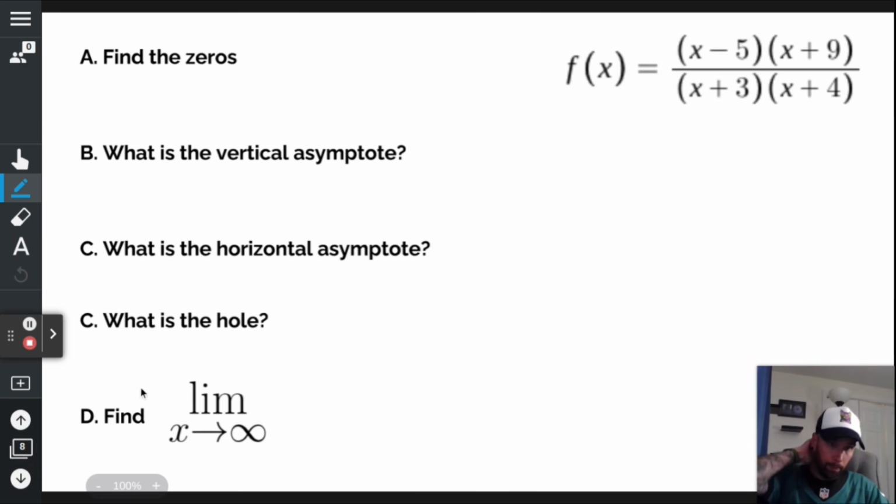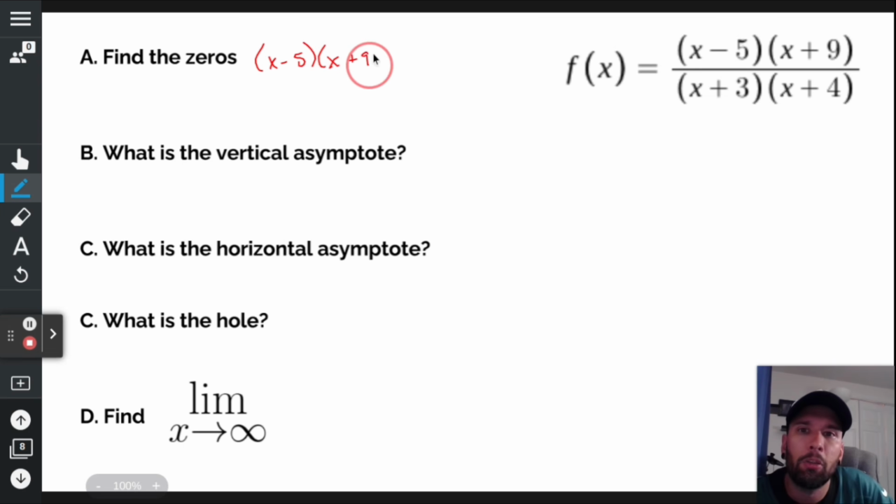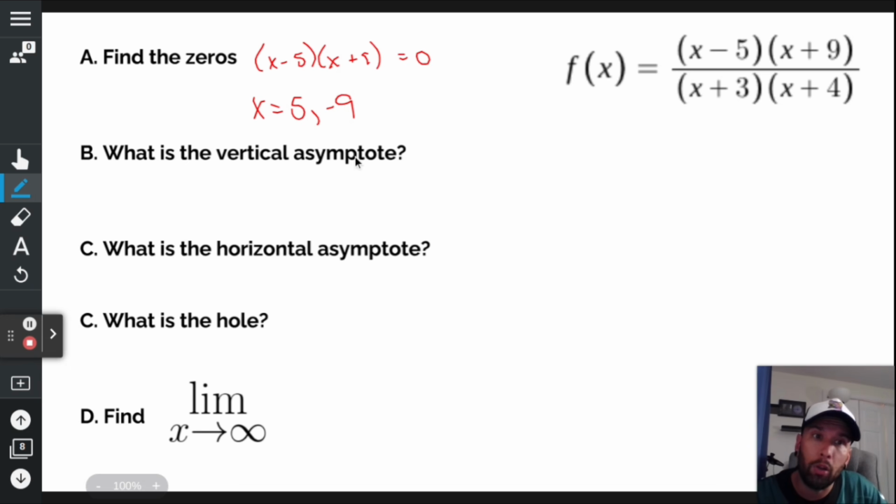All right. So based off of what we learned, f of x equals numerator over denominator. The degrees are the same. I have a factor with an x, a factor with an x, so x squared upstairs, and a factor with an x and a factor with an x, x squared downstairs. Everything's the same. Find the zeros. We find the zeros by taking the numerator and setting that equal to 0. So x minus 5 times x plus 9 equals 0. Zero product property. x equals the opposite of x minus 5 and the opposite of x plus 9. Okay? Pretty simple. The vertical asymptotes.